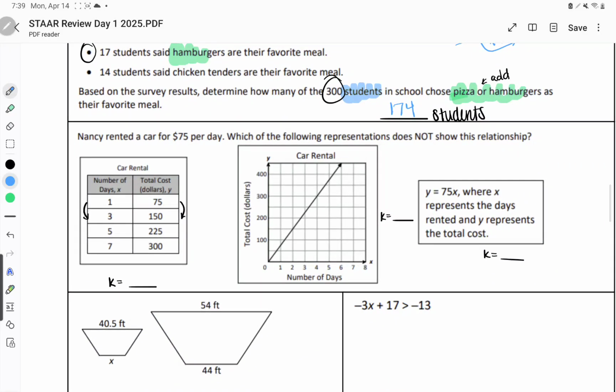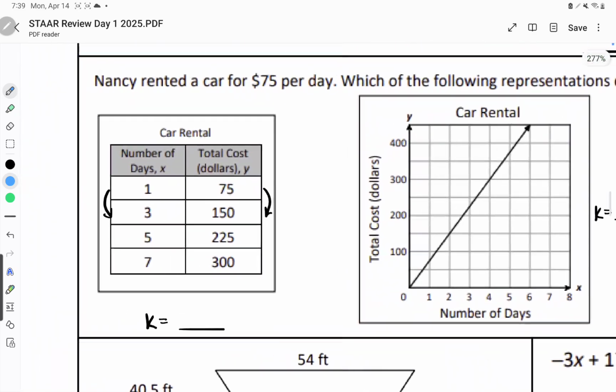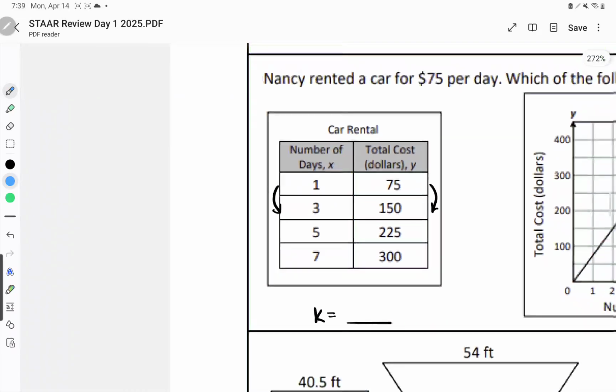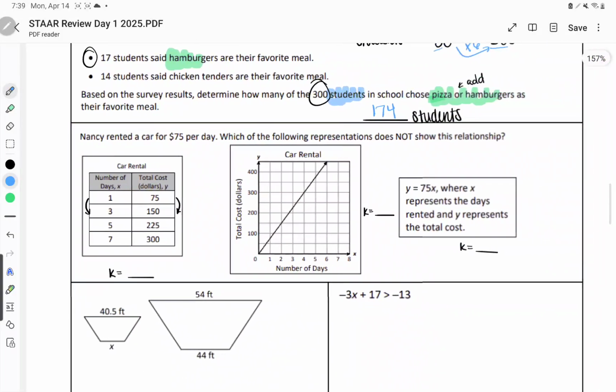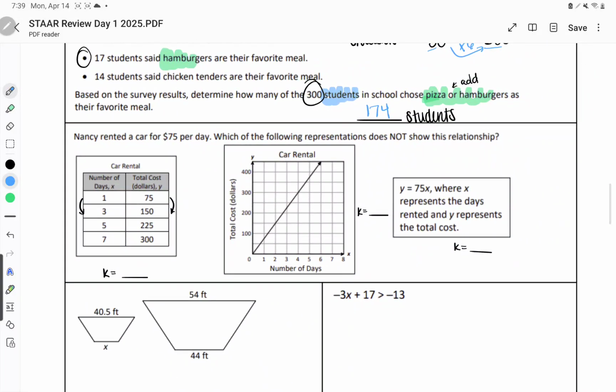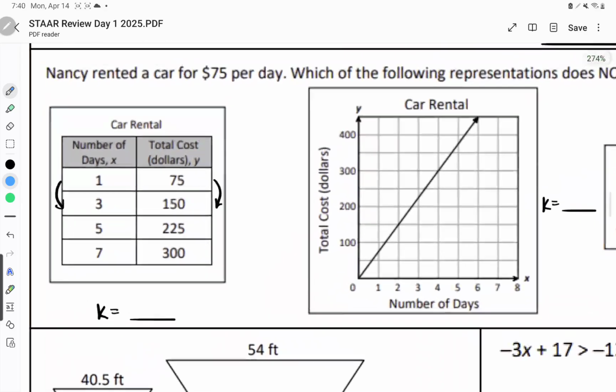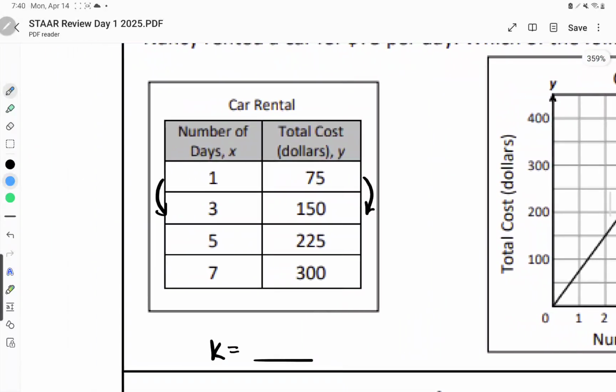For the next one, it says Nancy rented a car for $75 per day. Which of the following representations does not show this relationship? So we need to figure out which one does not give us 75 whenever we find either the m or the k of it. So you look at these and you're like, oh, I know how to find this because this right here is a table. And when you see tables, you draw your arrows.